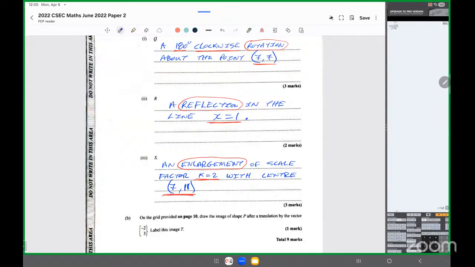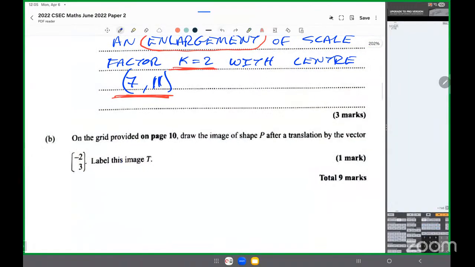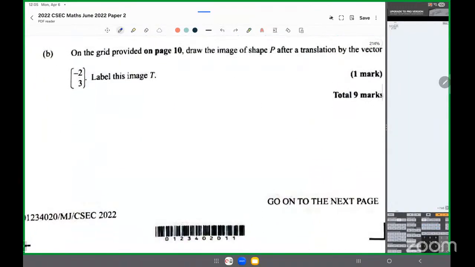Then the next part now says on the grid, page 10, we are to draw the image of P, the same original triangle, after translation by a vector negative 2, 3. I must label it P. What does negative 2, 3 mean? Negative 2, 3 translation means 2 units to the left. So let's have a point here, it's going to move 2 units to the left. That's a minus 2, starting from here.